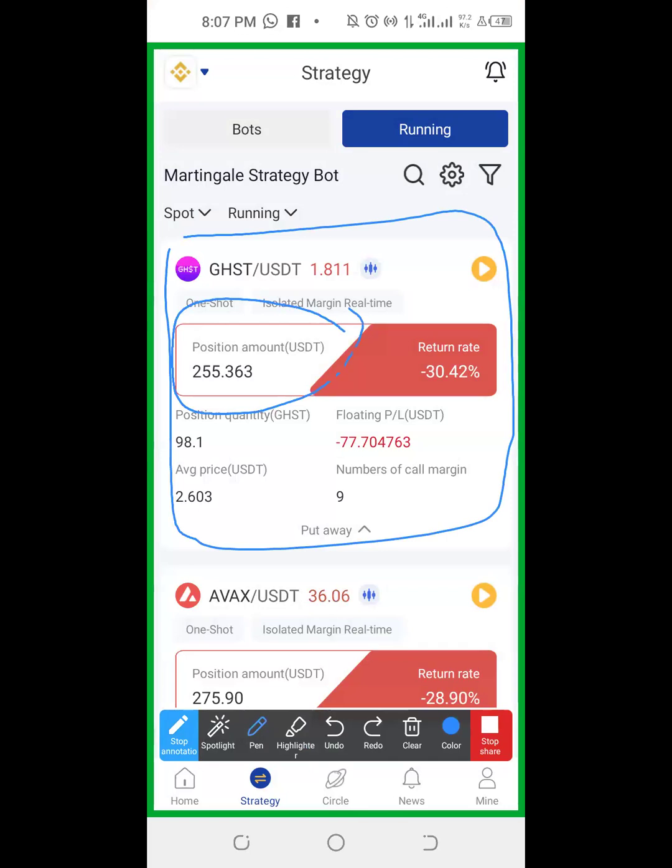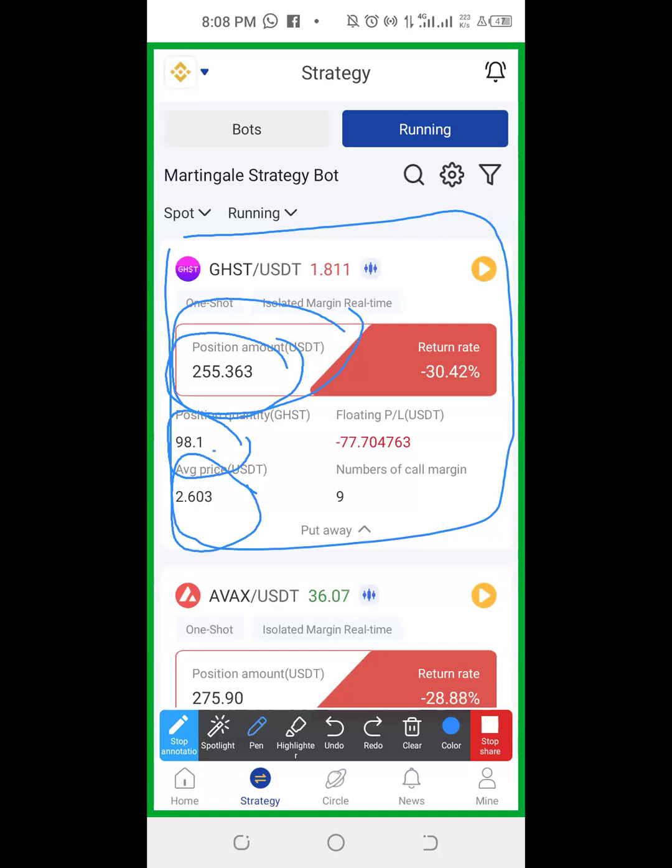The meaning of this is that the bot has used a total of $255.363 to buy these coins as it was going down. And the total quantity of the coins it has bought so far is 98.1 quantity of that coin. And the average price of those coins when they started buying initially is 2.603.